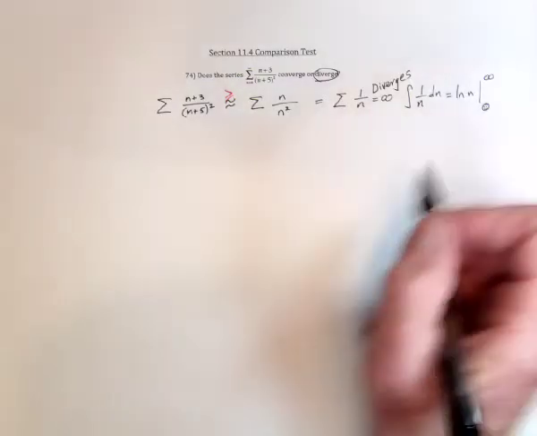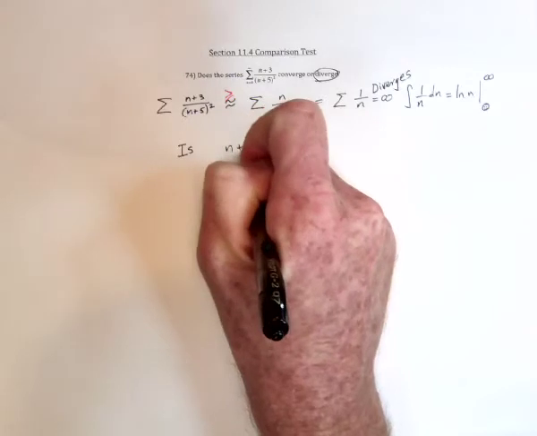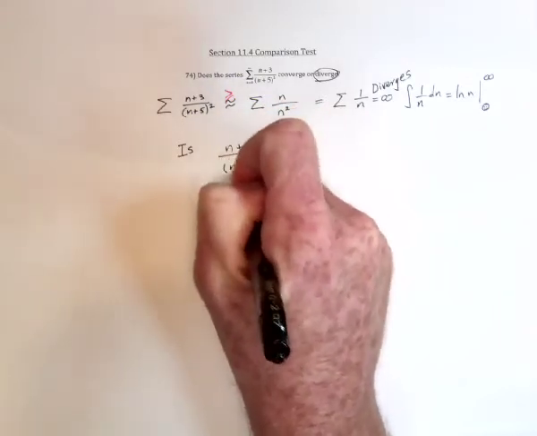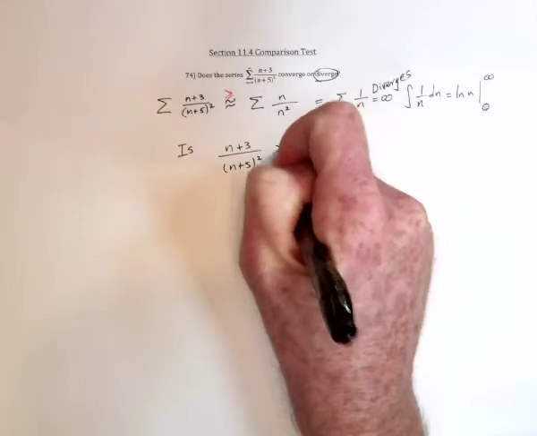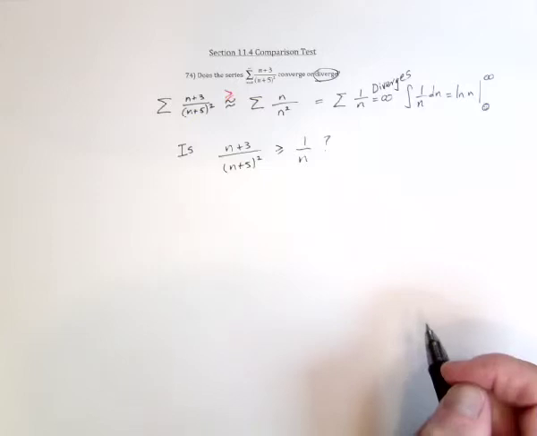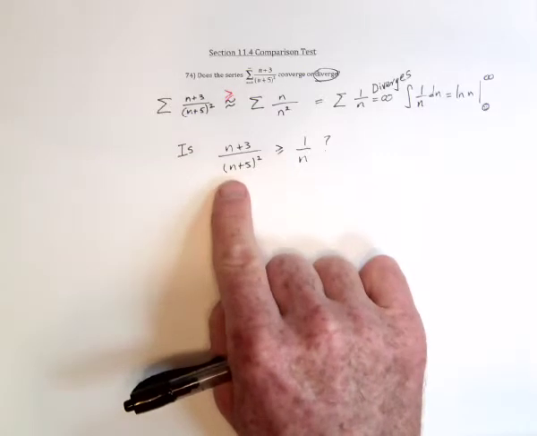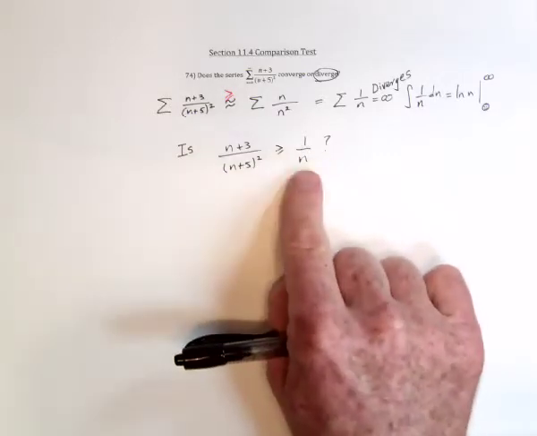So then we have to say, is n plus 3 over n plus 5 squared bigger than or equal to 1 over n? So we're dealing with just the individual terms right now. We're not saying add them all up. We're just saying, as a sequence, is this sequence of fractions going to be bigger than this sequence of fractions? Now what we need to do is do some algebra to find out for what values of n is this true, or is it true at all?